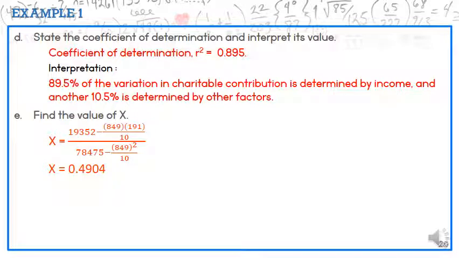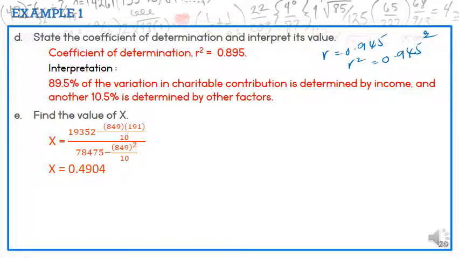State the coefficient of determination and interpret its value. So you can find the coefficient of determination from the table given, SPSS output. So R squared adalah 0.895. You can also calculate the value yourself. Okay, since R sama dengan 0.945, R squared, you simply kuasa duakan your R.